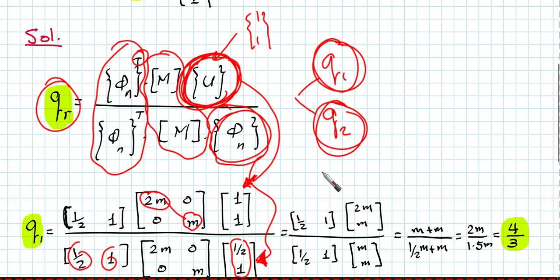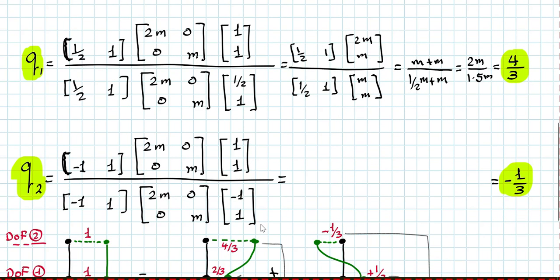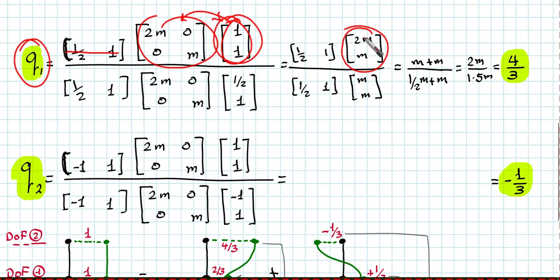In this case, we are going to calculate the values that we have here, and we are going to find Q1 and Q2 in this way. So Q1, after calculation: we multiply first, and here we have 1 and 1, so everything is the same, as if it is multiplied by 1. We have half and 1 times 2m and m here. If we multiply this vector with this matrix, it gives us the vector 2m and m here. Then half and 1, and we are going to multiply this vector by this one.